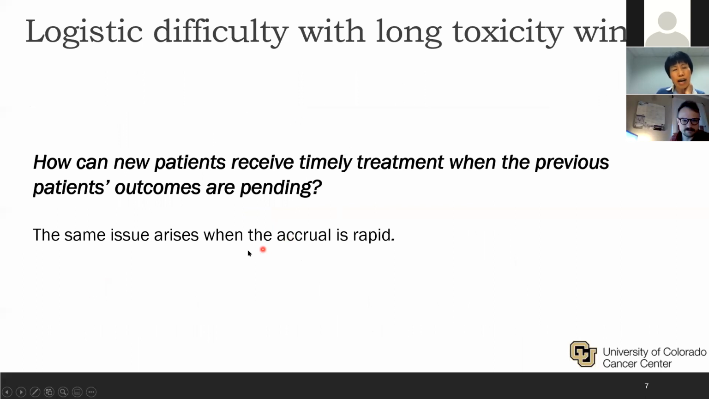So the question is, how can new patients receive timely treatment when the previous patients' outcomes are pending, or their DLT evaluations are pending? The same issue arises when the accrual is rapid. We have a lot of patients accumulating, waiting to be treated. However, we have to wait, right? So that's the big issue.